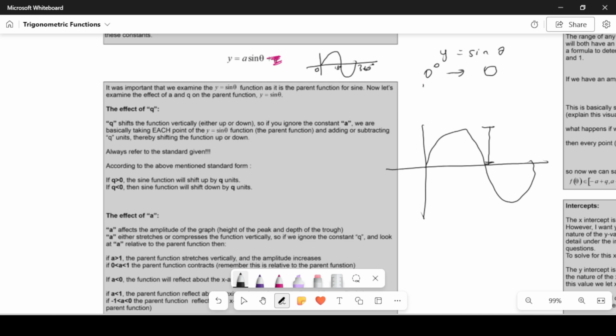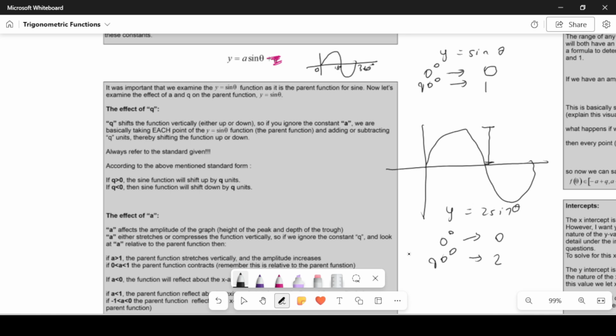When you put in 90 degrees, what did you get? 1. But now if I have y is equal to 2 sine of theta, this will remain the same, right? Before, at 90 degrees, we had 1, but now at 90 degrees, what will we have? 2. It stretched it, right? So it stretches the function.